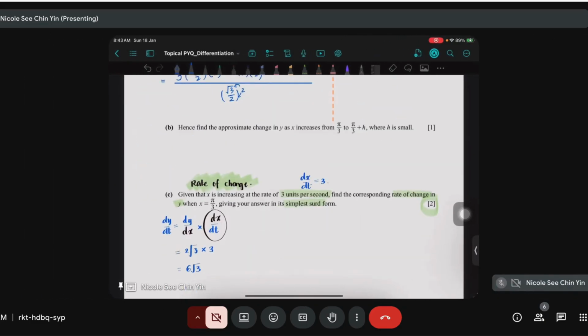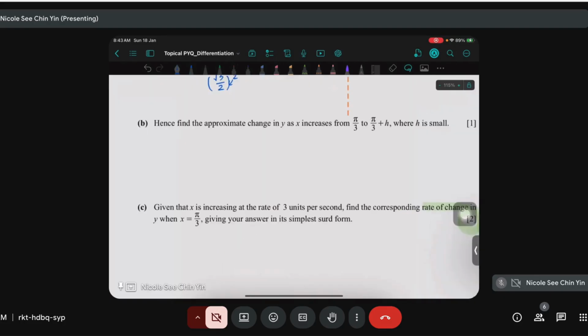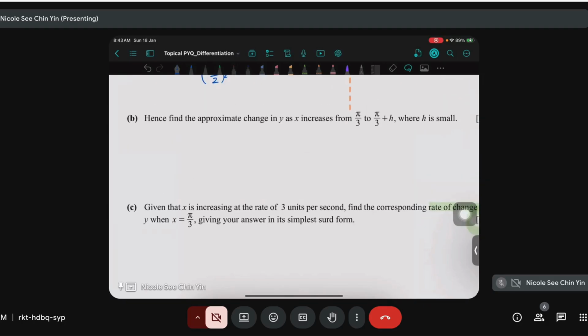Find the approximate change for y as x increases from pi over 3 to pi over 3 plus h. So from here we know my delta x is equal to h. So the delta y, from the part 1 answer, I get 2 root 3 multiplied by h. That is the final answer.